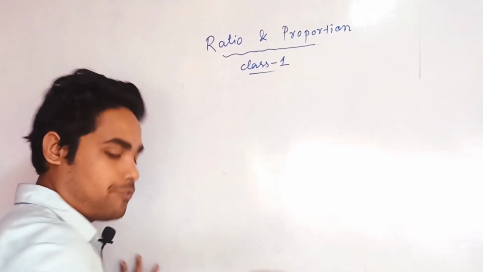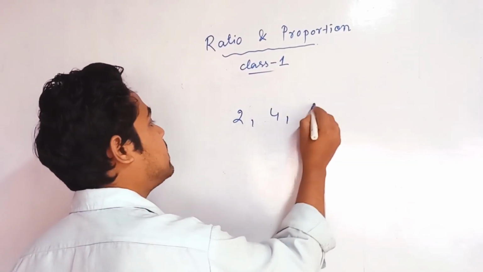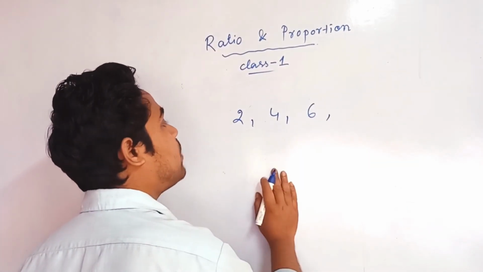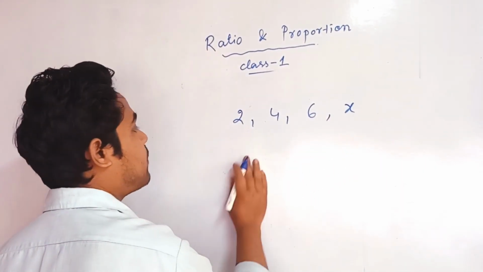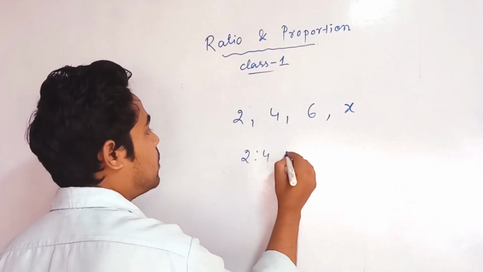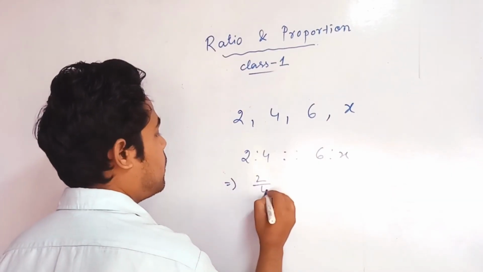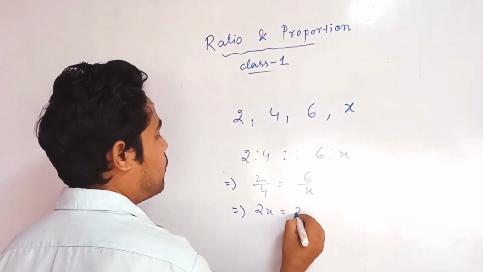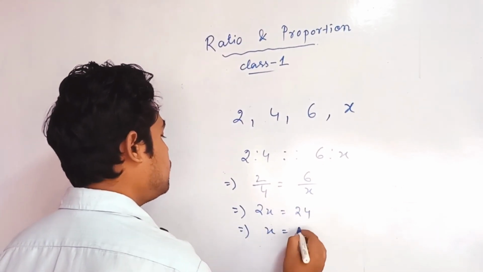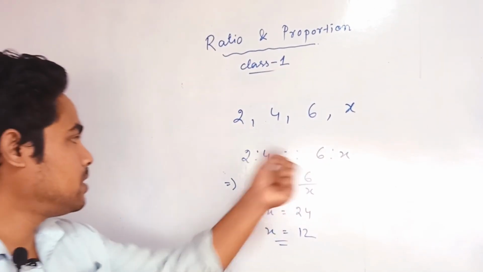Now if three numbers are given, suppose 2, 4, 6, okay, and you have to find out the fourth proportion. Then how we can find it out? 2:4 :: 6:x, implies 2 by 4 equal to 6 by x, implies 2x equal to 24, implies x equal to 12. So the value of x is 12. Hence the fourth proportion is 12.